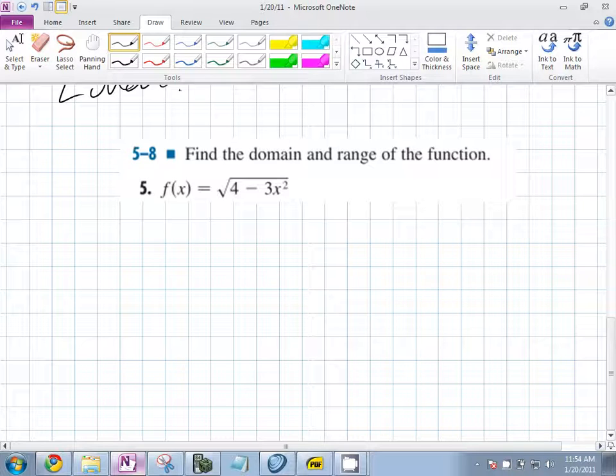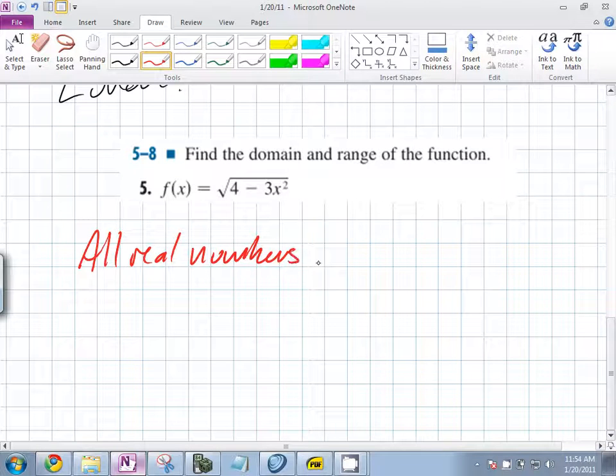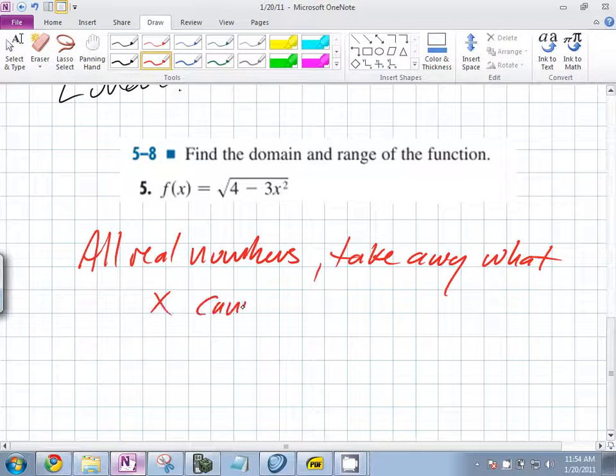So how do you go about finding the domain of a function? What set do you start with? What's the biggest domain possible? All real numbers. And then what do you do? You find out what x can't be. Exactly. So you start with all real numbers, and then you take away what x can't be. What are the two things we're watching out for? Square root of a negative.